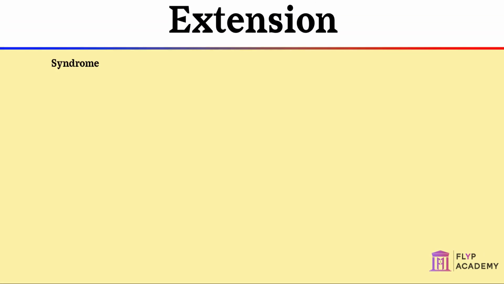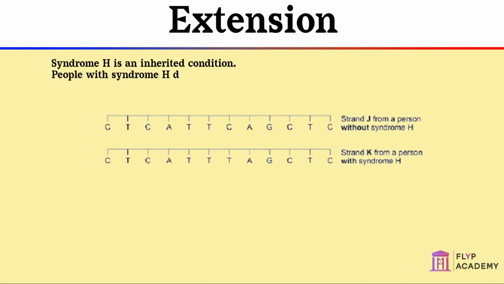Extension. Syndrome H is an inherited condition. People with Syndrome H do not produce the enzyme IDUA. Figure 3 shows part of the gene coding for the enzyme IDUA. Strand K shows a mutation in the DNA, which has caused Syndrome H. The enzyme IDUA helps to break down a carbohydrate in the human body. The enzyme IDUA produced from strand K will not work. Explain how the mutation could cause the enzyme not to work.